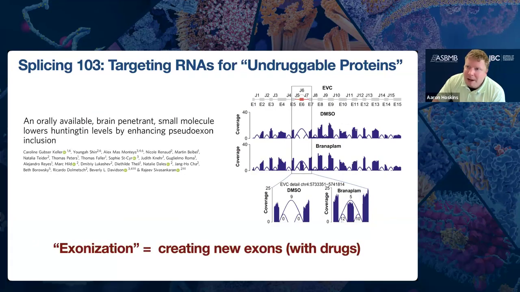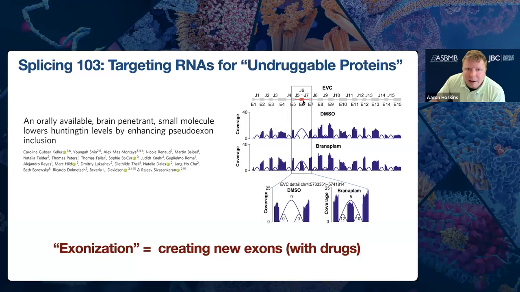Finally, I'll finish up with thinking about drugging undruggable proteins. And so here, and this is pioneering work from Beverly Davidson and coworkers, they noticed that they can give a drug to a model system for Huntington's disease. So this is the HTT mRNA.